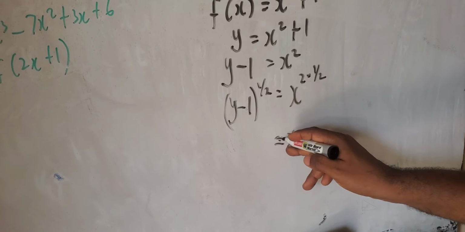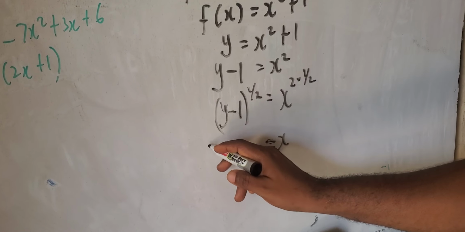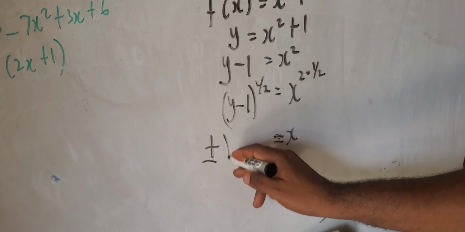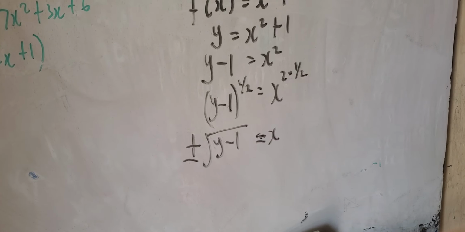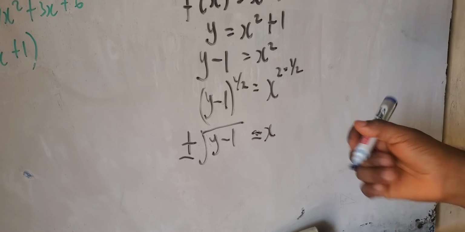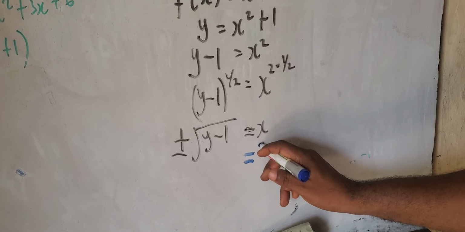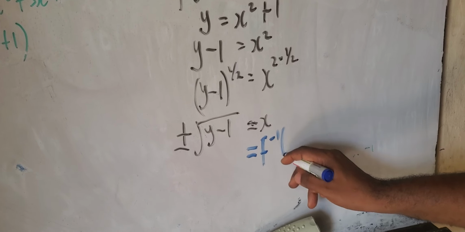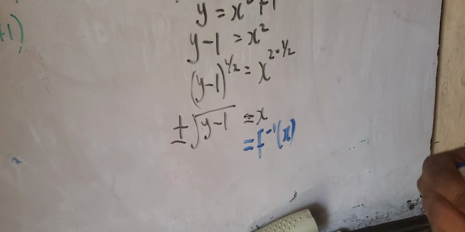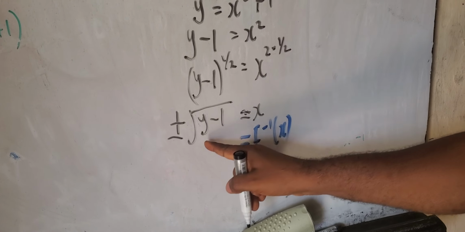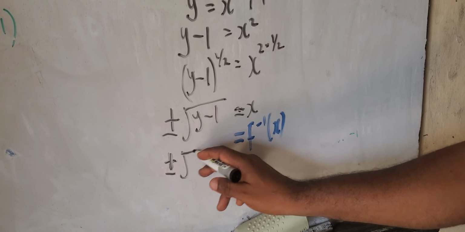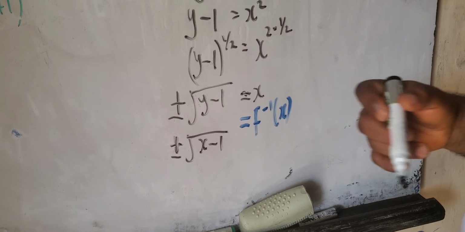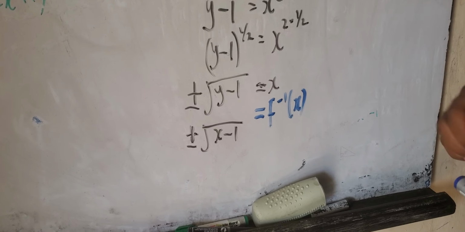In the law of indices, power of half means square root, so we normally take it as plus or minus the square root of y minus 1. So in this case, since x is the subject of the formula, it is the inverse function. So we write it as the inverse function. Then we replace this y that is here with x. So we write it as plus or minus the square root of x minus 1. That's the idea of finding the inverse function.